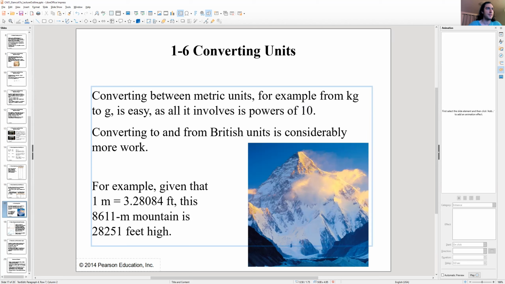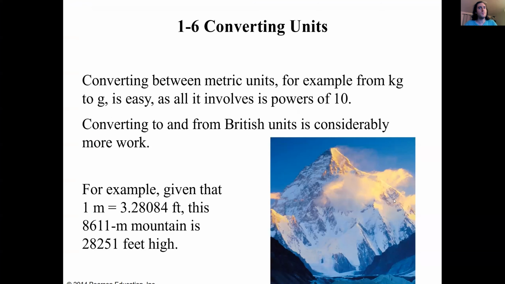An 8,611 meter mountain, that would be like Mount Everest, right? That's the tallest mountain, and I think that's what's in the picture here, is 28,251 feet high. Now, there are probably some people who disagree with that exact measurement of Mount Everest, but that's the idea there, that we can convert between these two different units. 1 meter is 3.28084 feet. I don't like to remember this number. I like to remember that 1 inch is exactly 2.54 centimeters.